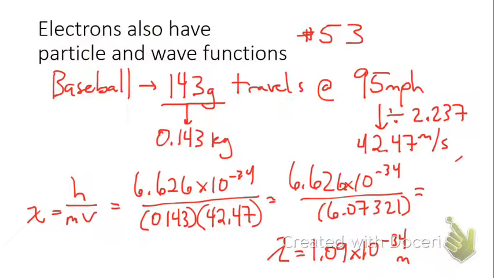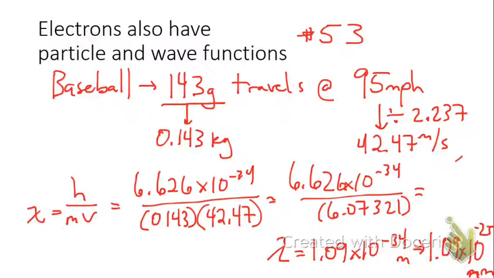That is really small. So let's turn it into nanometers. We can multiply it by 10 to the 9th. And so it'll be 1.09 times 10 to the negative 25th nanometers.